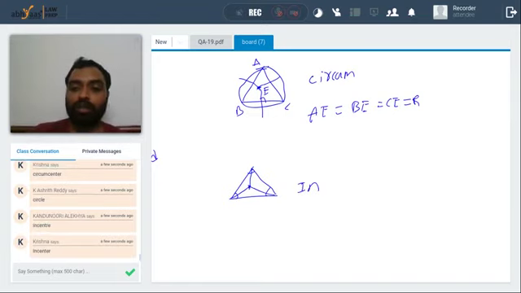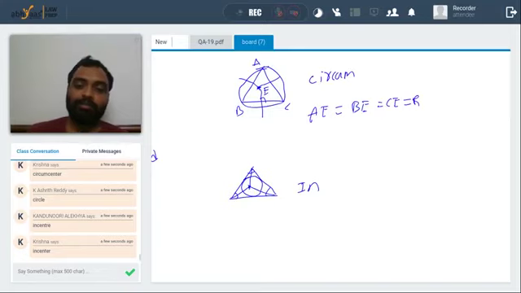Orthocenter, centroid, circumcenter, incenter. Clear? Incenter. Why is it called incenter? If you keep this as a center and draw a circle, you will get an incircle which will touch the sides. It will touch all three sides. Clear this one? Okay.